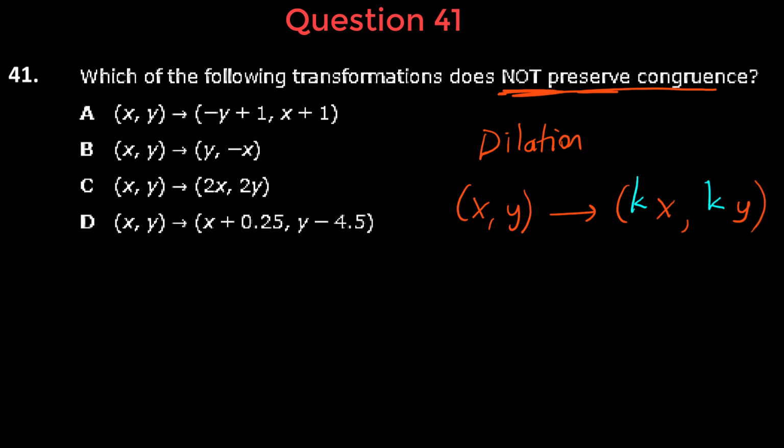And on a dilation, our coordinates x and y need to be multiplied by a scale factor that's different than 1 or negative 1. The only answer choice where our coordinates are multiplied by a factor other than 1 or negative 1 is given on C, and the scale factor is 2 there.